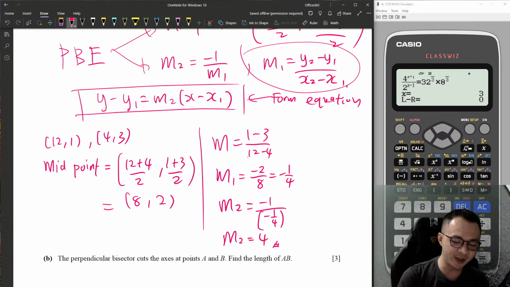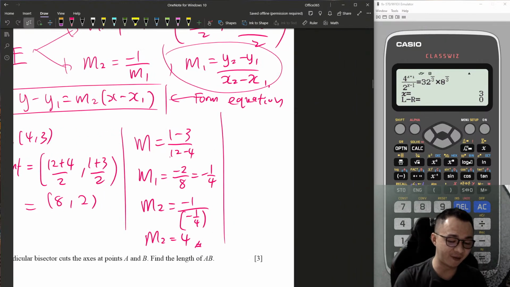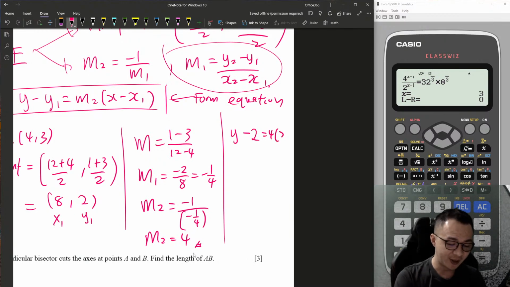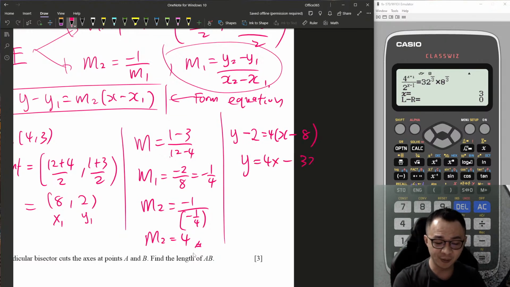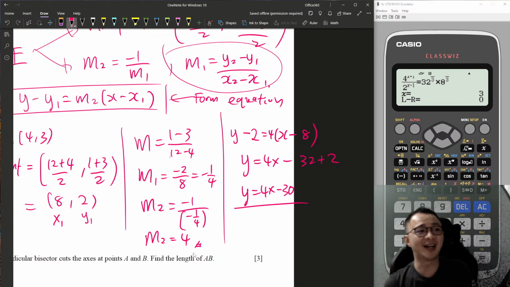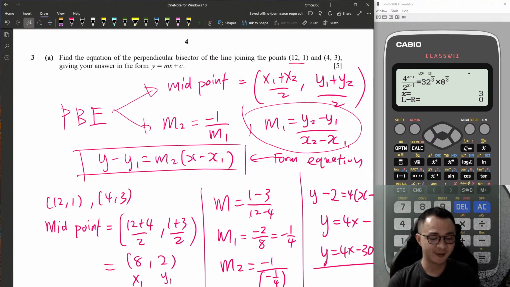Okay, now I've got the gradient M2, and I've got the midpoint. I have all the information I need, so I can form the equation. y minus y1, x minus x1: y minus 2 equals 4 times (x minus 8). Solve it: y equals 4x minus 32 plus 2, y equals 4x minus 30. Done. They want me to leave my final answer in y equals mx plus c. And this is how we get the 5 marks easily.